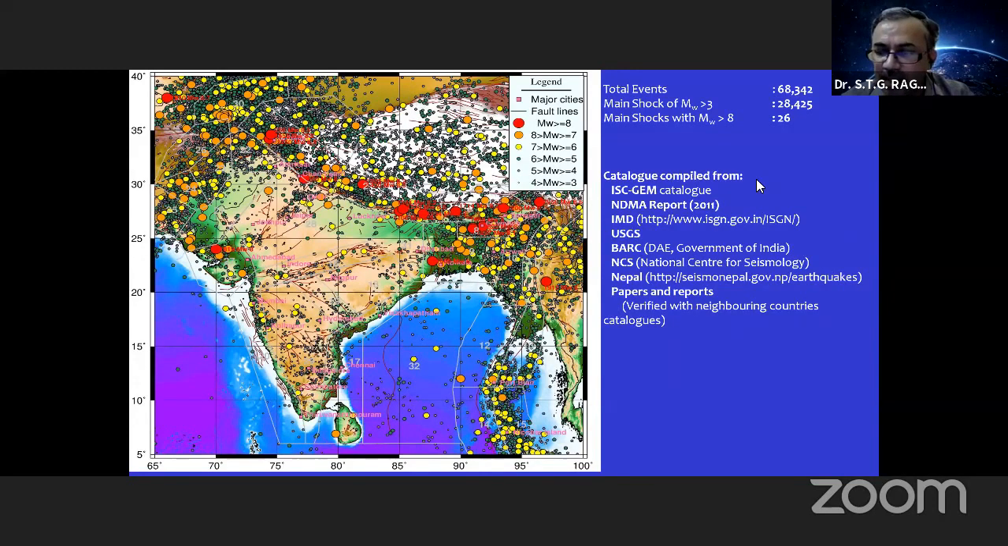One is the ISC-GEM catalog. IMD, our Indian Meteorological Department, is the official agency which reports all the earthquakes. That is online, anybody can see this data. Then USGS, BARC, that is Bhabha Atomic Research Centre, they also have micro-earthquake networks. And then Nepal, and several papers. From all these sources, we have compiled a catalog for our country. In total, from history onwards, around 68,000 earthquakes have occurred in our Indian plate, and of main shocks of magnitude more than 8, some 26 events have occurred.